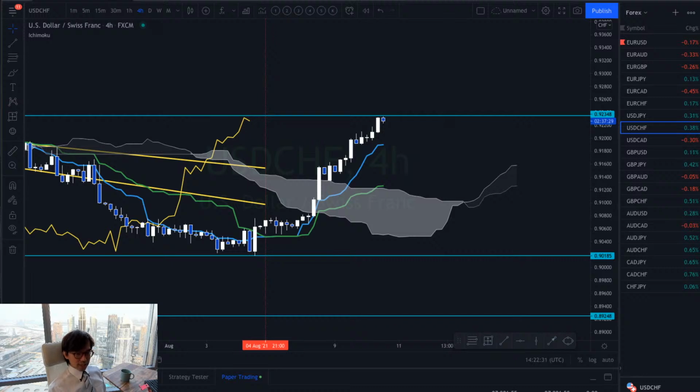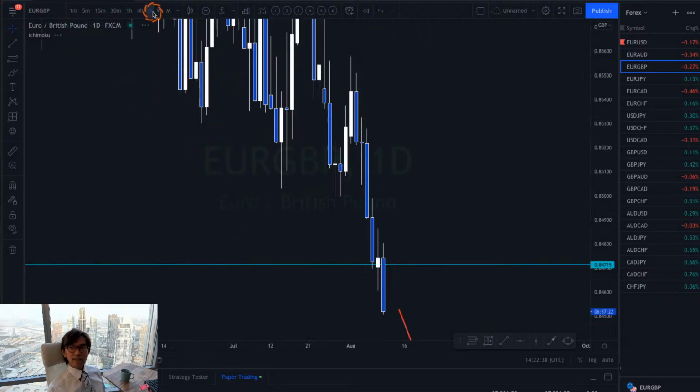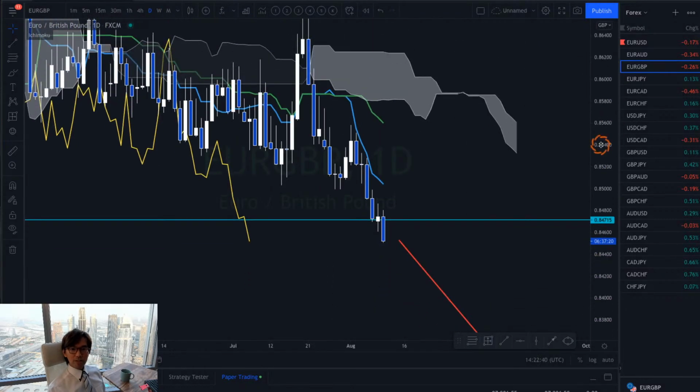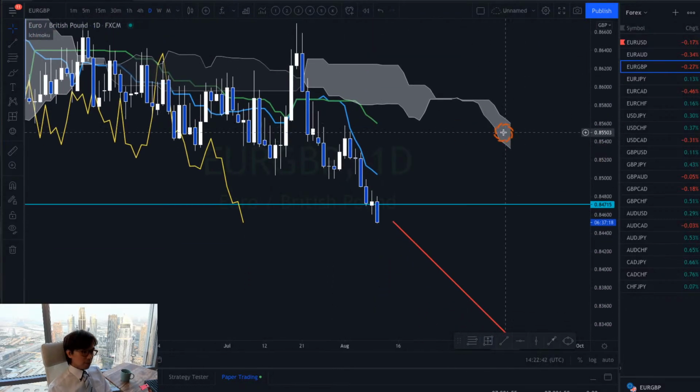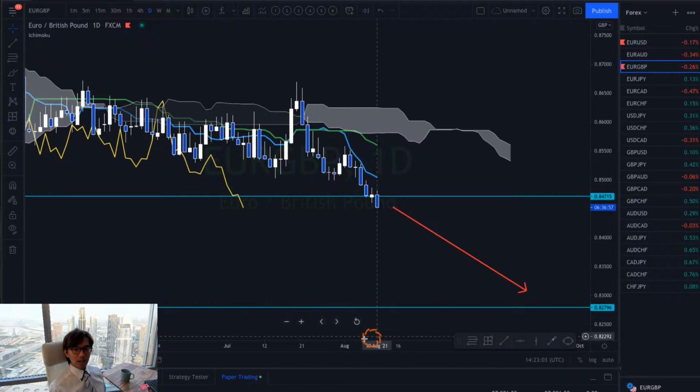So let's see. Next one is Euro Pound. All right, Euro Pound. As per the daily chart, this is still bearish. Kumo still down, Kijun-sen, Tenkan-sen down, and Chikou span below the candles. So I think Euro Pound is another pair that's good to look for a sell. You don't jump into the market. You have to look for confirmations and then take trades. But this is bearish.